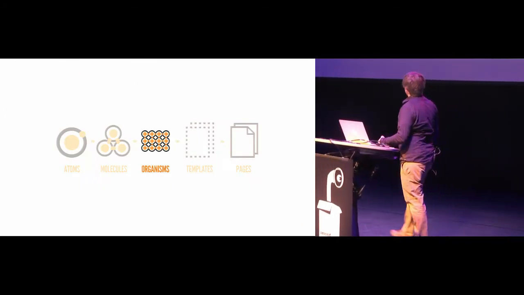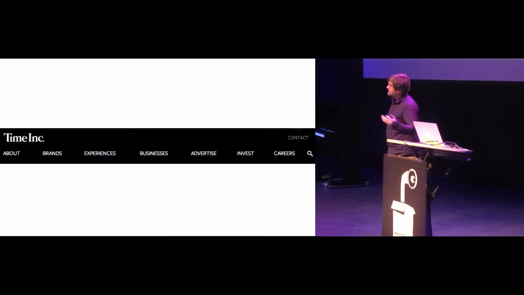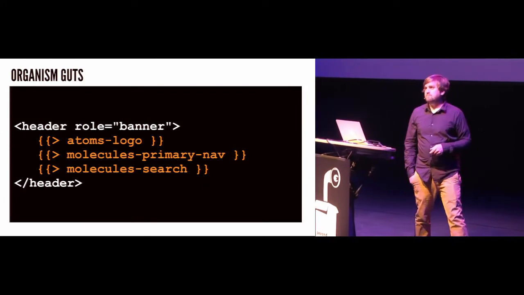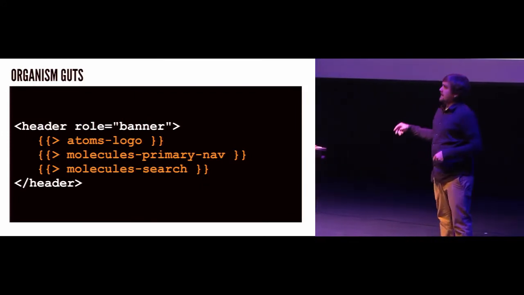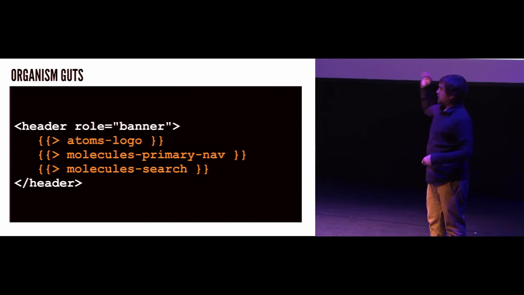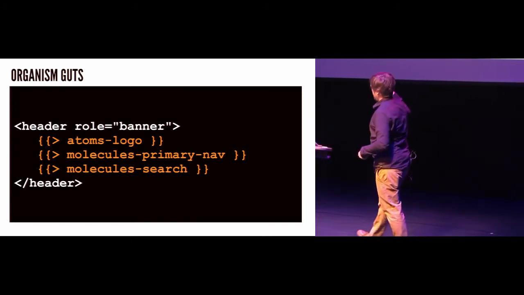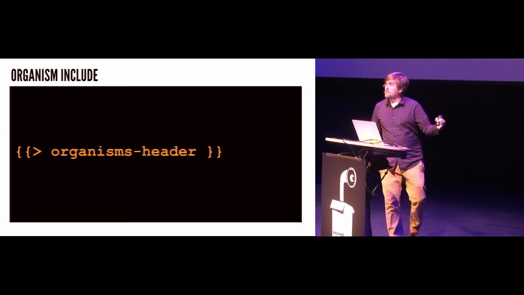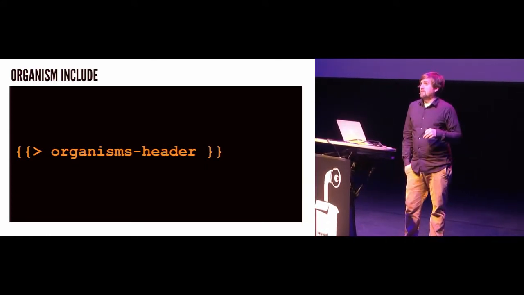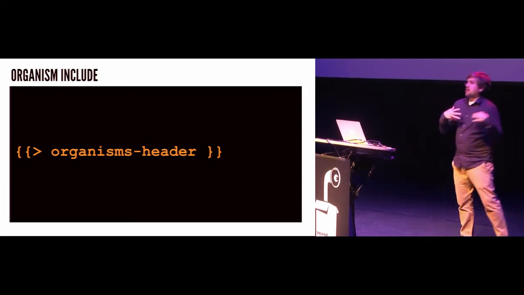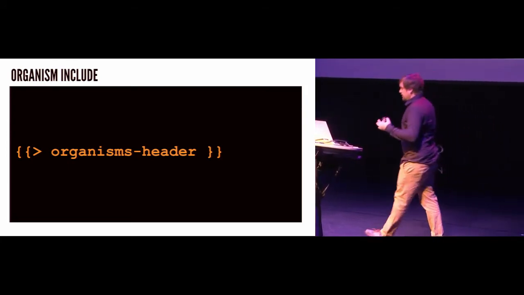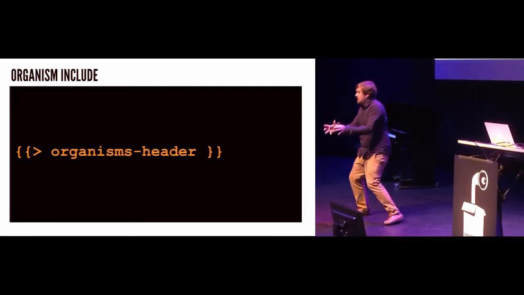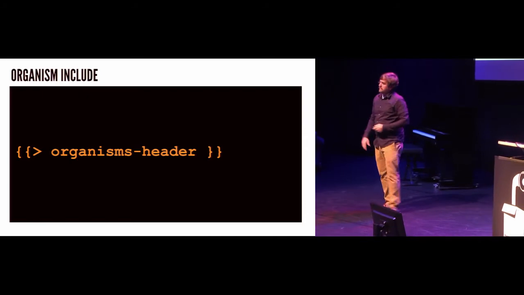Then at the organism level, if you take a look at something like a header, this relatively complex component, and you look under the hood, you see, well, we've got a header tag, and then again, it's just an include of the logo, an include of the primary navigation, and an include of the search form. And now again, using that same greater than technique, we're able to include the header anywhere we need it, right? So you can see where this is going. It's like Russian nesting dolls, right? Little things are included in the bigger things, which are included in even bigger things.